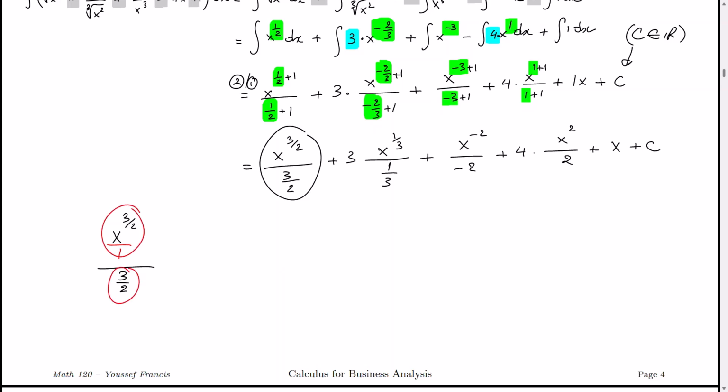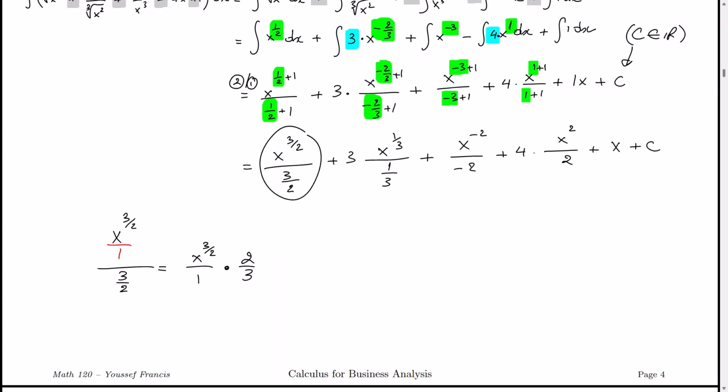And why am I doing this? I'm doing this because there's a rule from algebra that says what to do when you have a fraction divided by a fraction. The rule from algebra is basically ignore the first fraction and just, instead of the division that used to be there, write multiplication with the reciprocal of the denominator. So instead of 3/2, I'm going to write down 2/3.